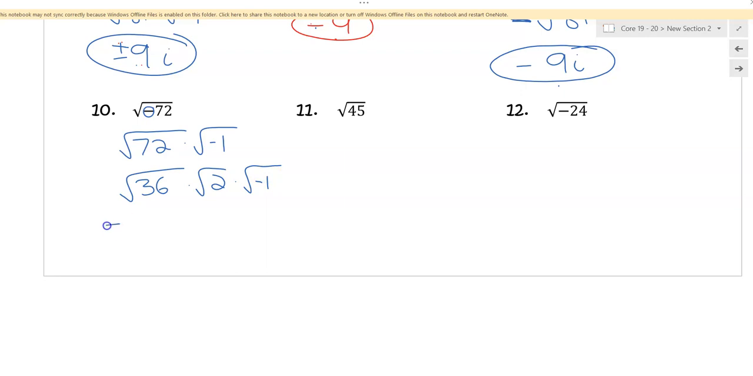Now we have a plus or minus now that we're taking the square roots. The square root of 36 is 6. I cannot take the square root of 2. The square root of negative 1 is i. So we have positive or negative 6 square root 2 i. Be very careful that i is not under the square radical, right? The radical should end here. The i comes after it.